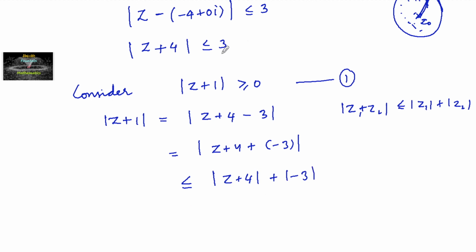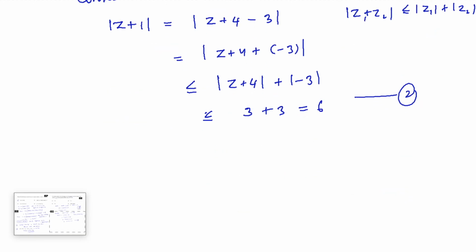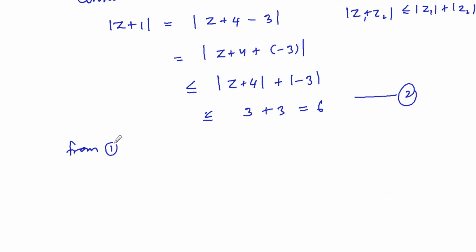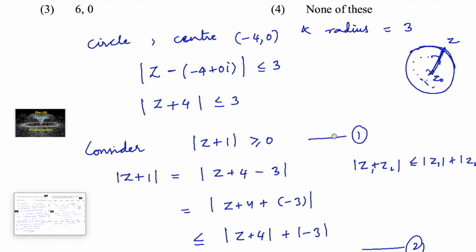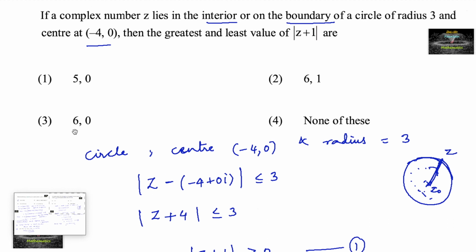So mod of z plus 4 is less than or equal to 3, so we can write this as less than or equal to 3 plus 3, that's equal to 6. So from 1 and 2, we can say that mod of z plus 1 lies between 0 and 6. That's the least value is 0 and the greatest value is 6. So greatest value is 6 and least value is 0. So our third option is correct.